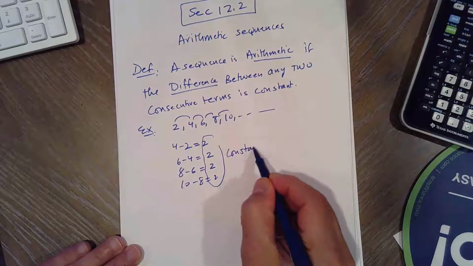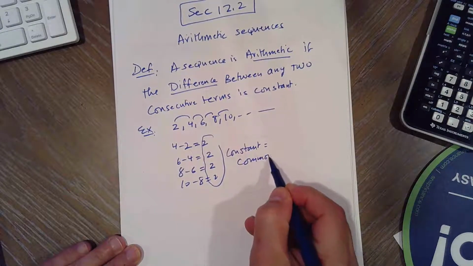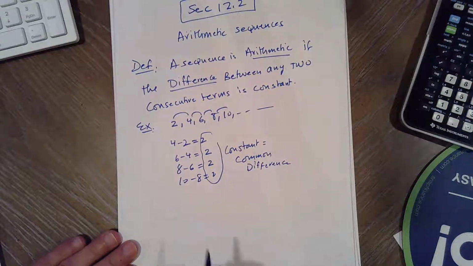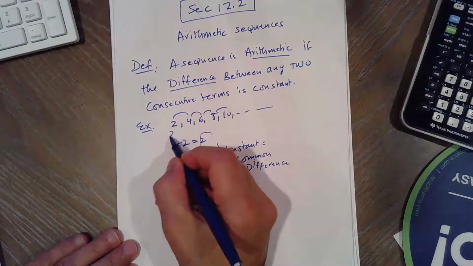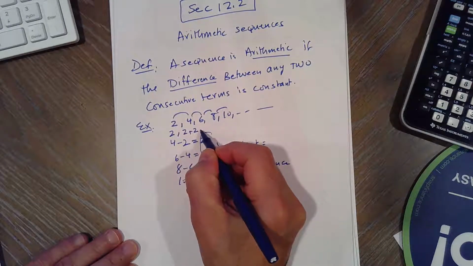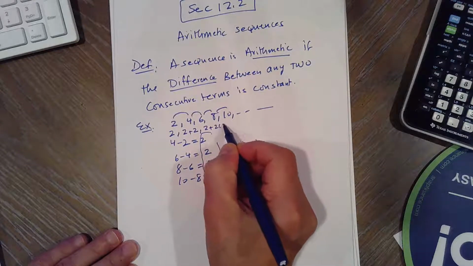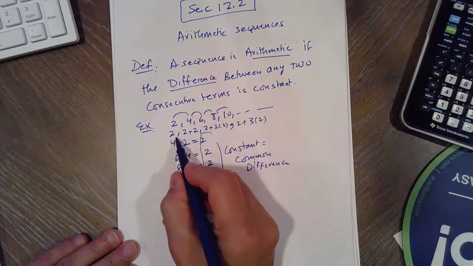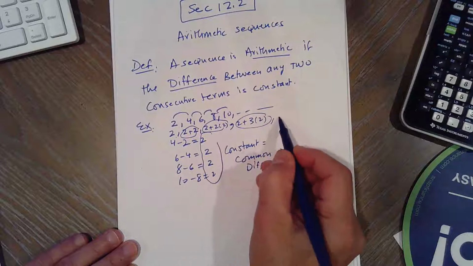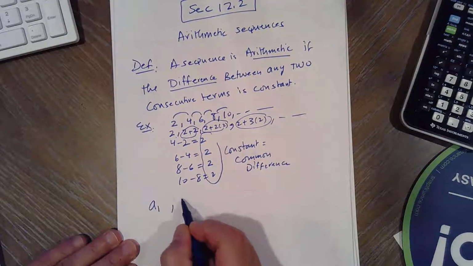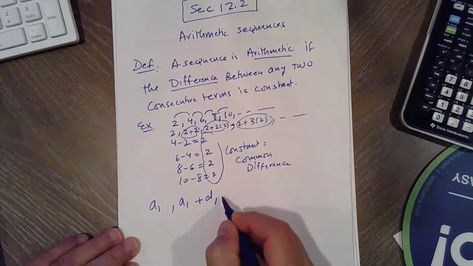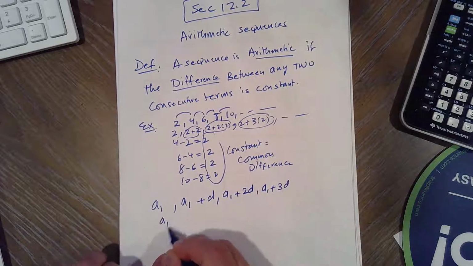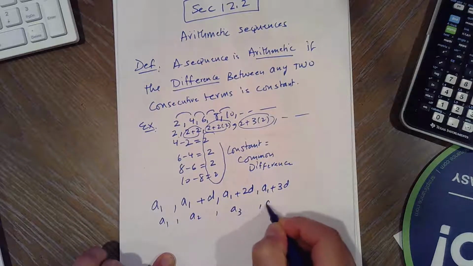That constant is called the common difference. So an arithmetic sequence would look like this: 2, 2 plus 2, 2 plus 2 times 2, 2 plus 3 times 2, right? 2, 4, 6, 8, and so on. So A1 is the first term, and then you keep adding the common difference: A1, A1 plus D, A1 plus 2 common differences, and so on.